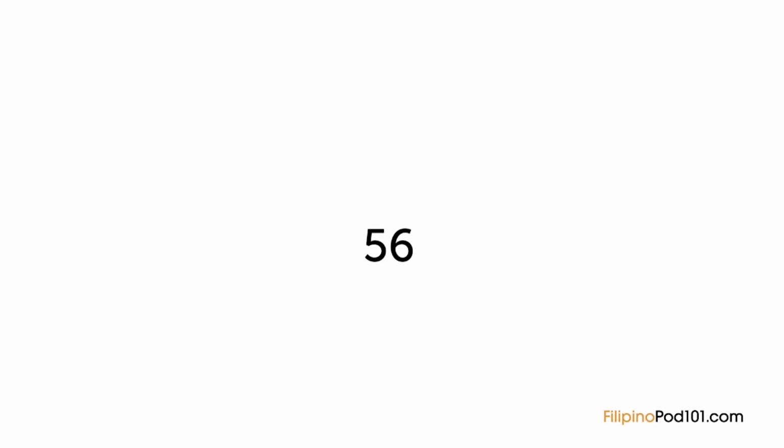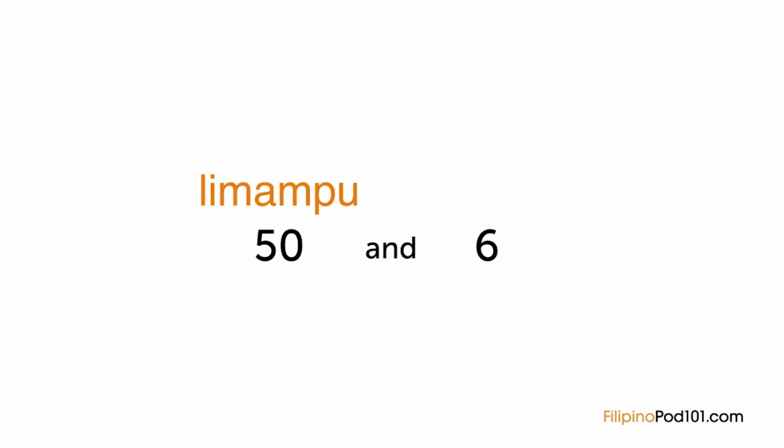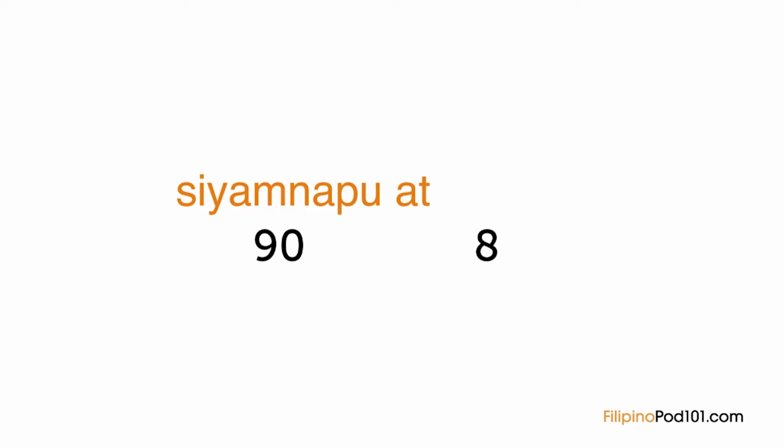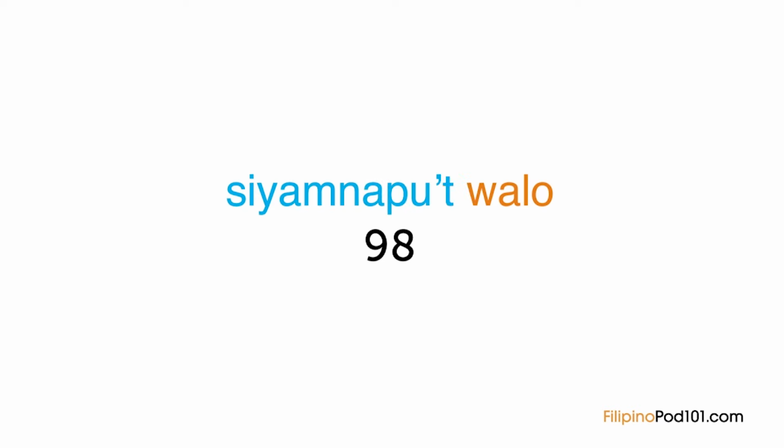I promise it's easier. How would you say 56 in Filipino? Let's take it step by step. 50 is limampu. Just add and, at, in its contracted form, and then 6, anim. So it will be limampu't anim. Done. Isn't that easy? Let's try another number. For instance, 98. Take 90, siyamnapu, and add at, in its contracted form, then 8, walo. Siyamnapu't walo. Ready for more challenge?